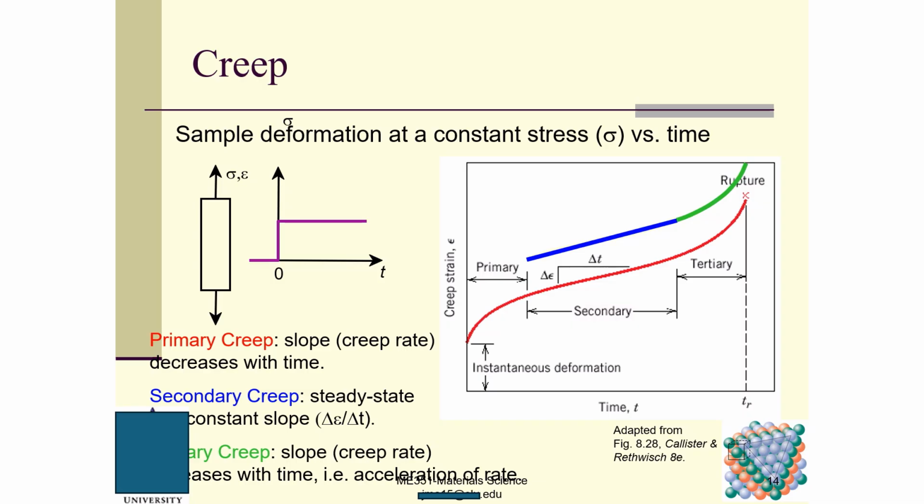At the very beginning, people found this phenomenon when they took care of engines, titanium engines at very, very high temperature. They found that even though the load did not change, the strain continued changing. So this is creep. This is the sample deformation at a constant stress versus time. You can see.